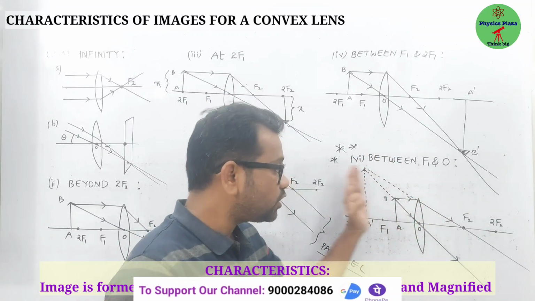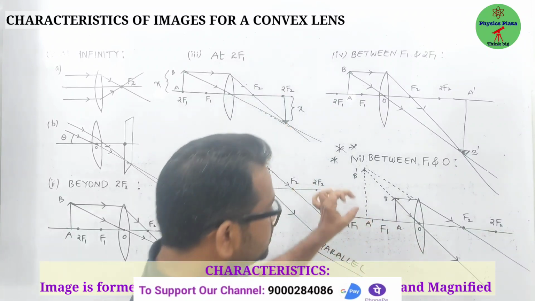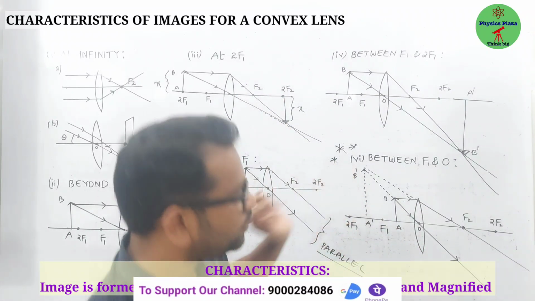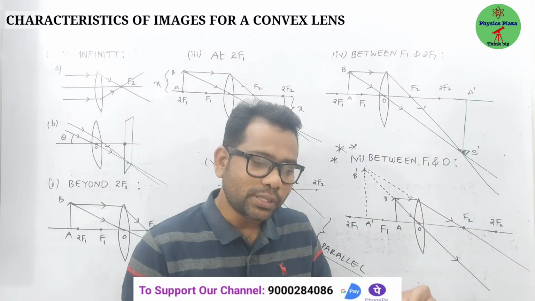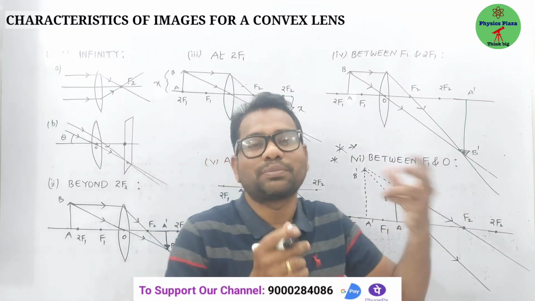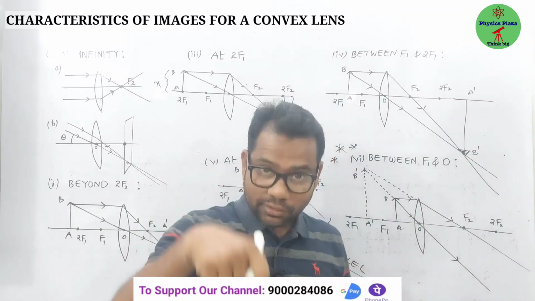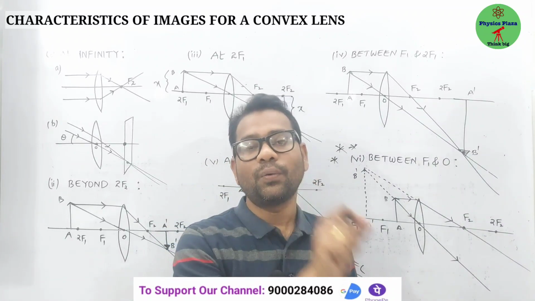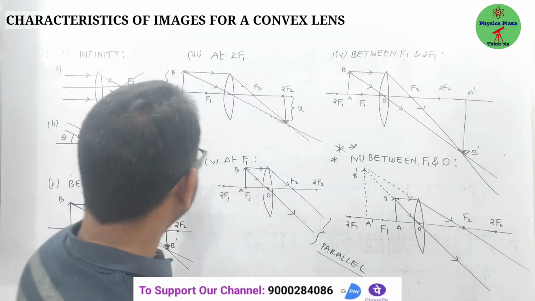Image is on the same side as the object, and it is virtual and erect, and it is magnified. In which case can we use this? Yes, it is used as a simple microscope, and it is used to overcome hypermetropia. Children, each and every case with the characteristics of the image and applications are very, very important. Is it clear? Fine. Just copy the ray diagrams.